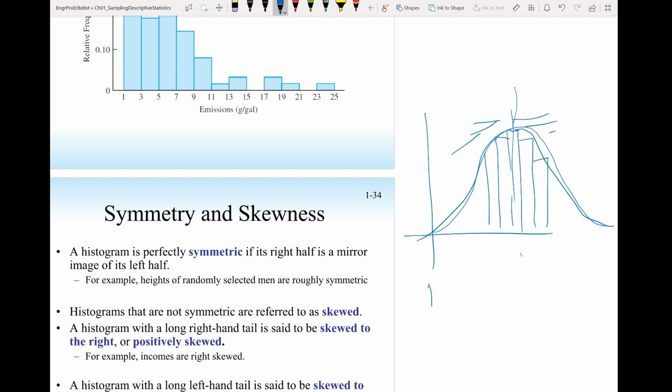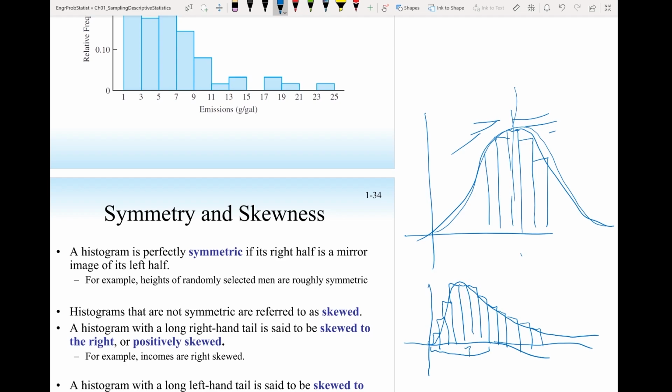But there are cases where the histogram is not symmetric. So most of the data points are here, then it goes down like this. Now we call this skewed to the right, or positively skewed. If I draw the histogram, it looks like this. An example of data that is skewed to the right is salaries in a corporation. You will find most of the employees have a salary around, let's say, 70,000. Then you will have a few employees, the CEO and the managers, whose salaries are around 400,000.